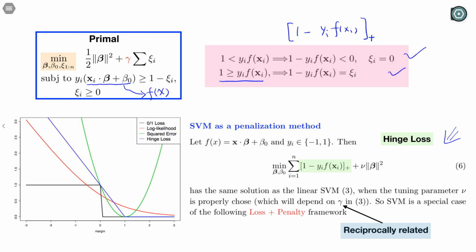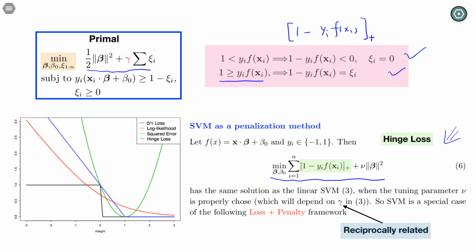Then we can use this to replace xi, and instead of using gamma, we use eta. Those two expressions are equivalent, and the gamma for the primal and the nu for this equation 6 are reciprocally related.